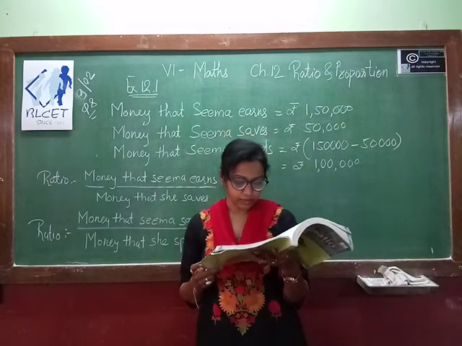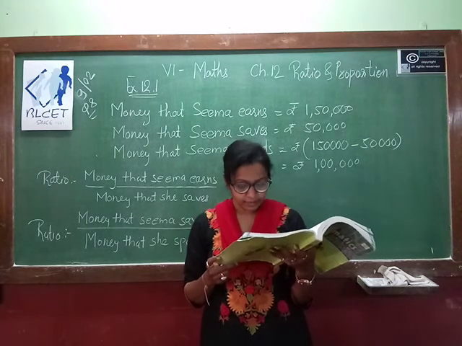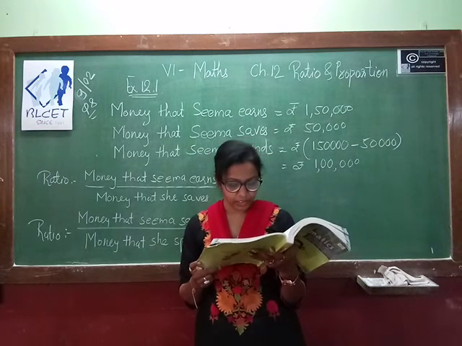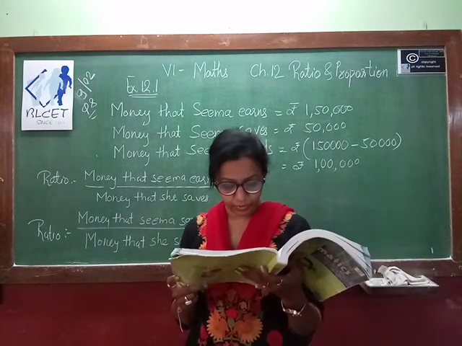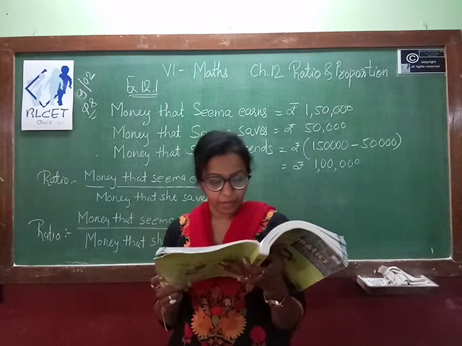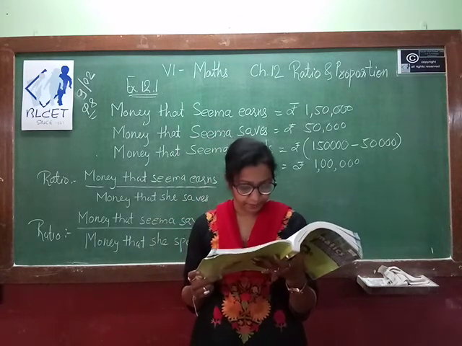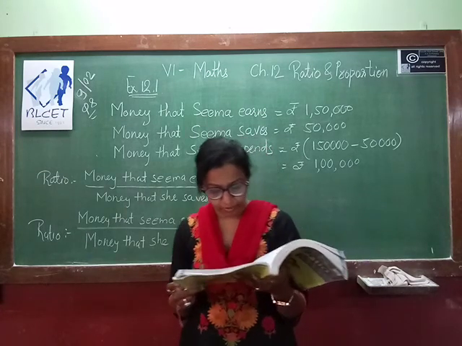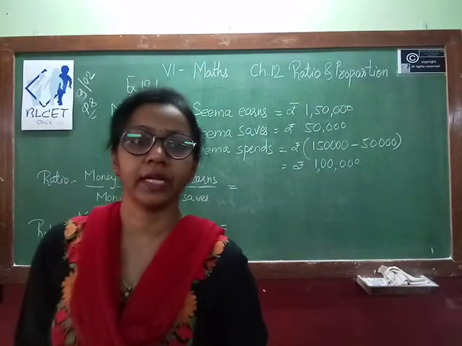In a year, Seema earns rupees 1,50,000 and saves rupees 50,000. Then we have to find the ratio of first part A, the money that Seema earns to the money she saves, and the second part B, the money that she saves to the money she spends. So first of all we write whatever data are given.